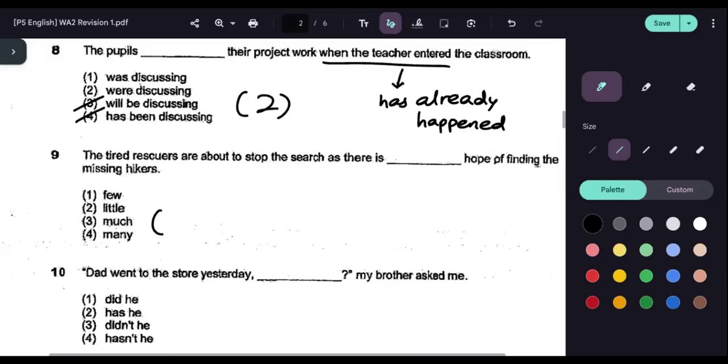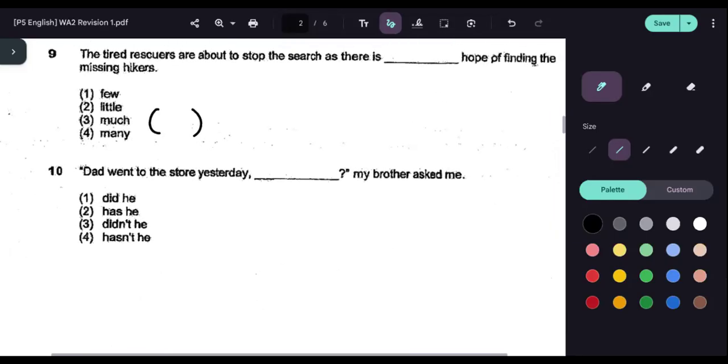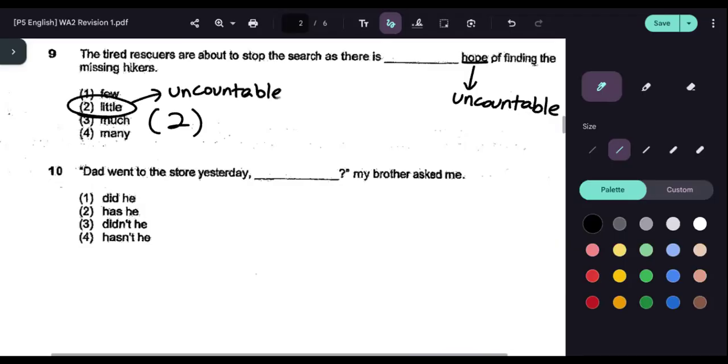Alright, next one, number 9. The tired rescuers are about to stop the search as there is blank hope of finding the missing hikers. The tired rescuers are about to stop the search as there is little hope. Okay, because it will be uncountable. Hope is uncountable. You cannot count hope. Okay, little will be uncountable. Much, also same story. Few and many are countable, so you can count. Okay, a few oranges, many bikers. Okay, you may count them.